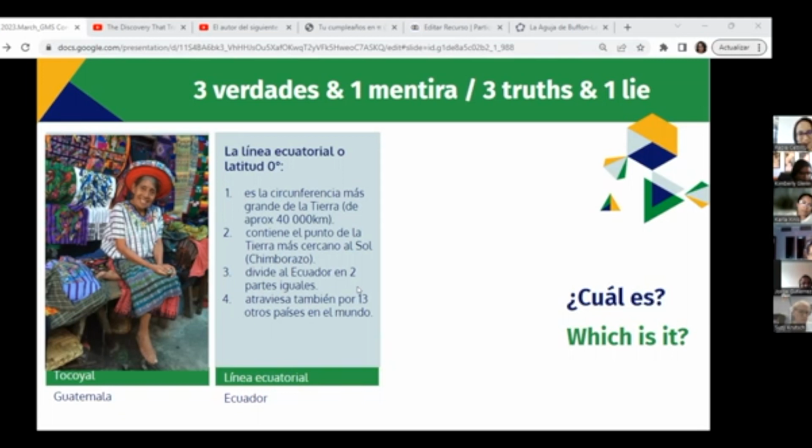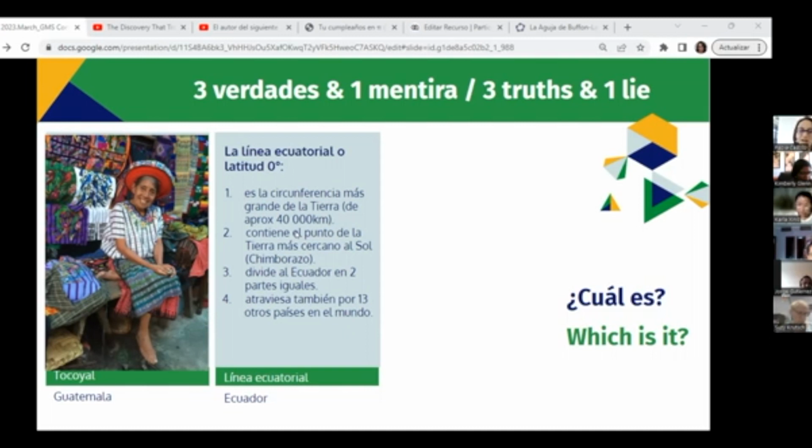All right. The Earth is not a sphere. At the poles it is lower, so it would be very, very wide at the equator. And that's why it's the biggest circumference. And that's why it goes through latitude zero, because the Earth is flattened at the poles. It does contain the closest point of the Earth to the sun, because it is flattened at the poles.